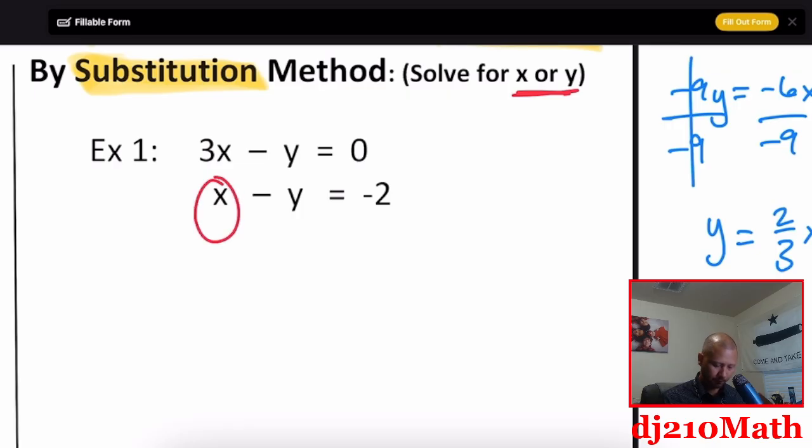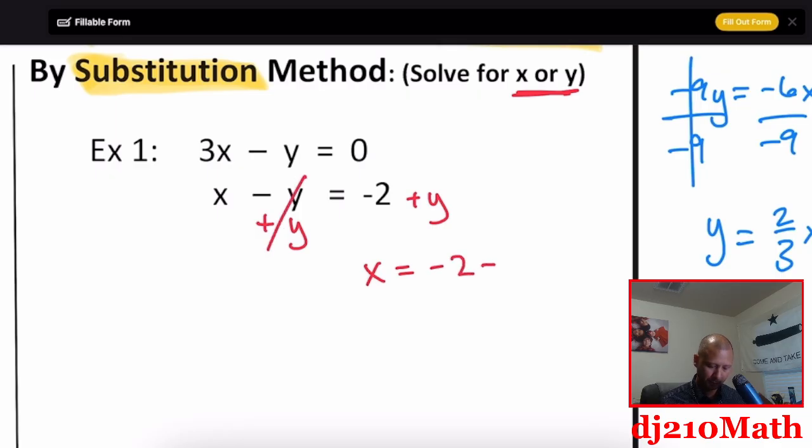I'm going to solve for this variable right here. It's by itself already, and it's positive. That's what I look at. So I'm going to add y to both sides to isolate the variable that I want. So right now, x is equal to -2 plus y.